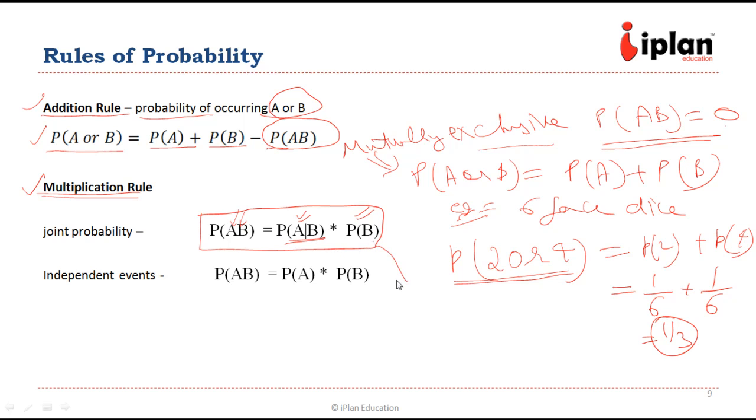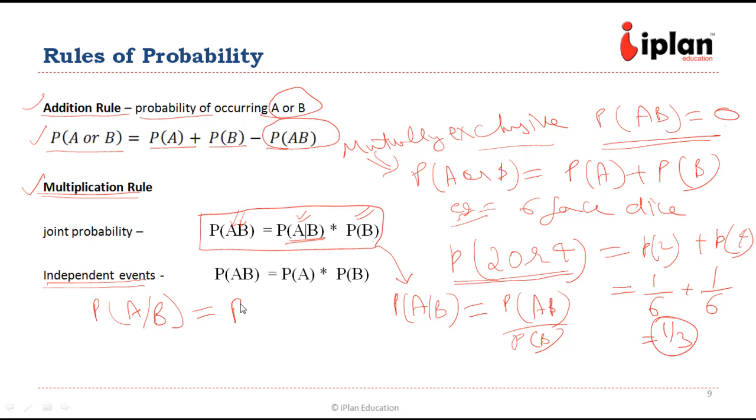This is nothing but the earlier formula of conditional probability, P(A∩B) divided by P(B). And we know that if the events are independent of each other, in that case, probability of A given that B has already happened is the same as probability of A, because it really does not matter whether B has already happened or not in case of independent events. Since they are independent, the conditional probability of A given B is the same as probability of A.